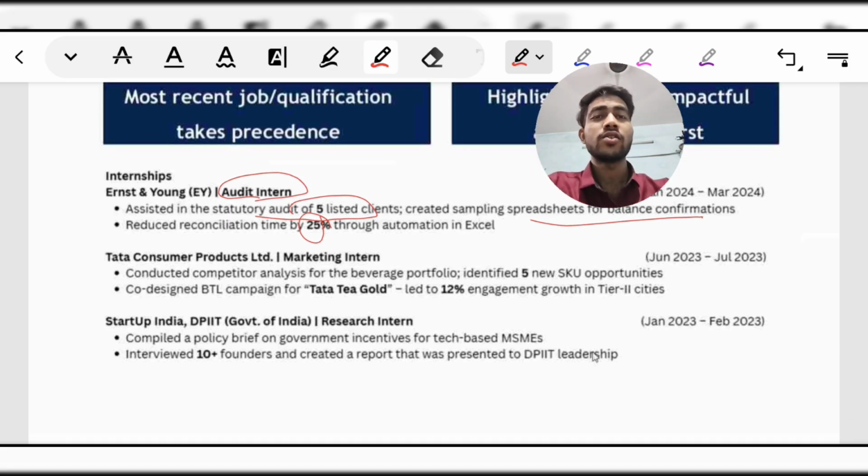In a marketing internship at a consumer company, suppose someone writes: conducted competitive analysis of the beverages portfolio and mentioned the SKUs and opportunities. Also mention the percentage by which you made the company more profitable. Here they write: designed the BPL campaign of Tata Gold, with 12% engagement from your side.